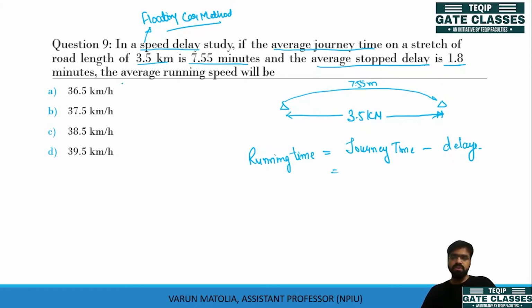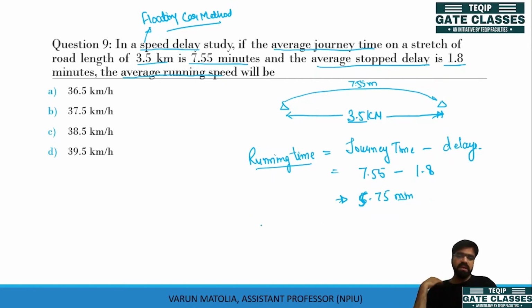Let us see what they want us to calculate. They want us to calculate the average running speed. Now if we calculate the running time, we can divide the distance by it and easily get the average running speed. So let us perform this. 7.55 minus 1.8 is equal to 5.75 minutes. Let me check again if this is true. This is 5.75 minutes.